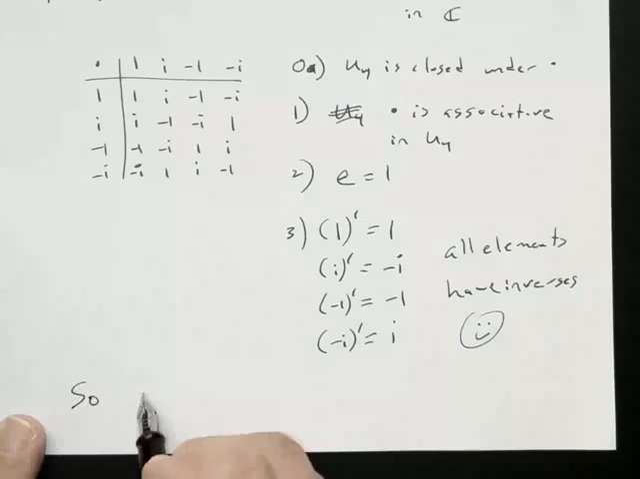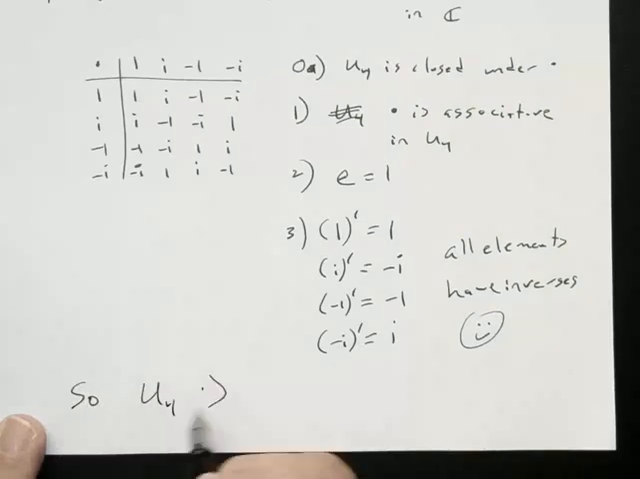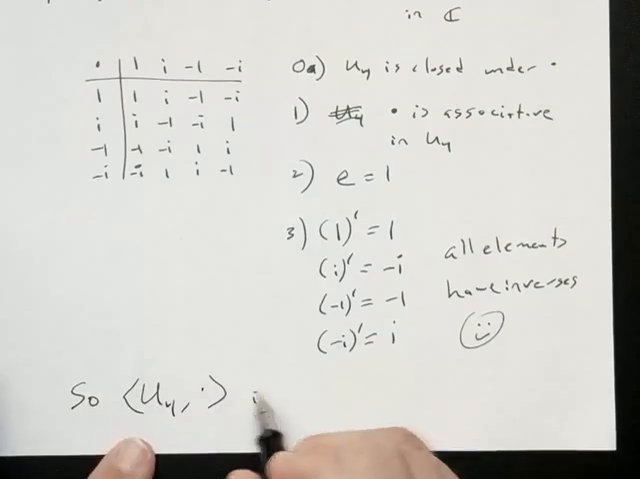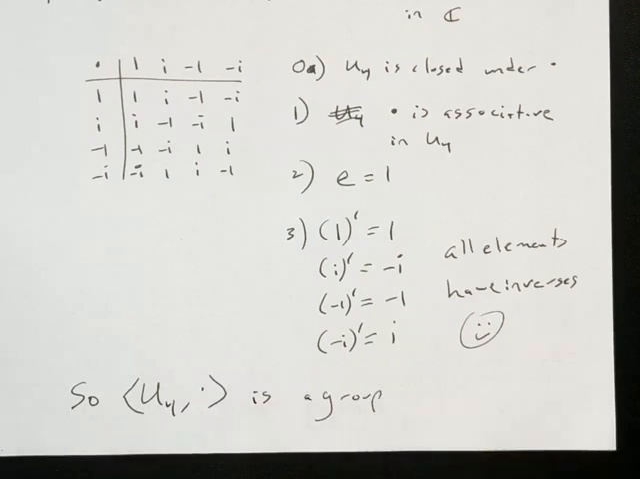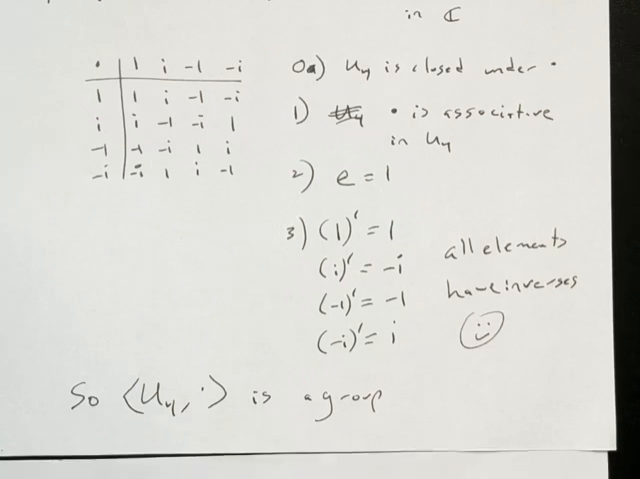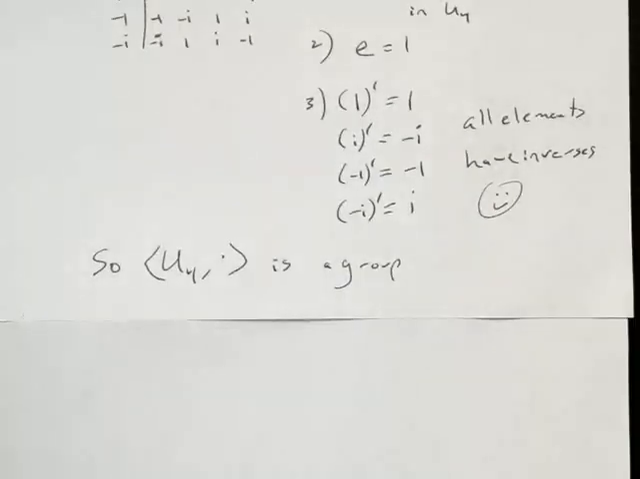So U4, under the operation of multiplication, is a group. I promise there's a reason for this group being named U4. I didn't pull it out of nowhere. I really did give this a name that I think will be helpful moving forward.